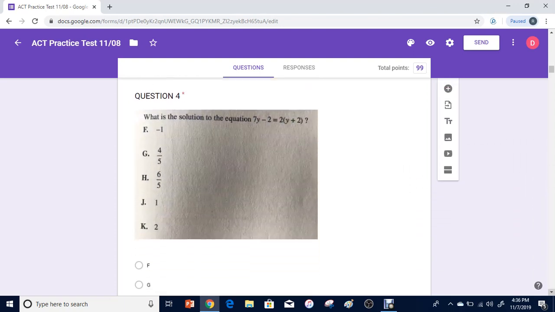Okay, number 4, you're going to distribute the 2. So 2y plus 4, bring your 4 over, add 2, solve from there.